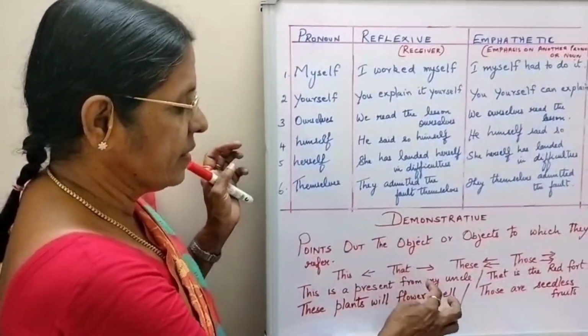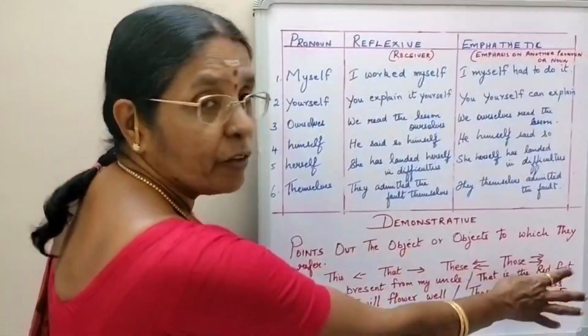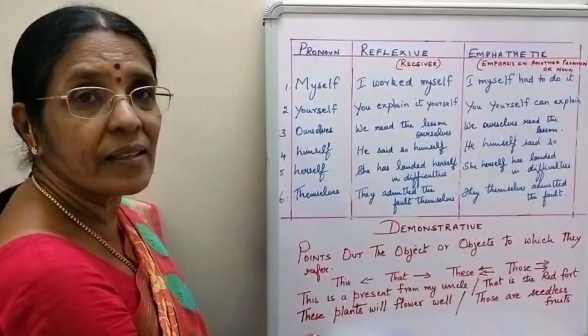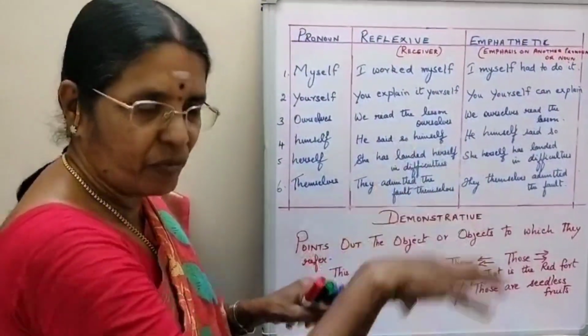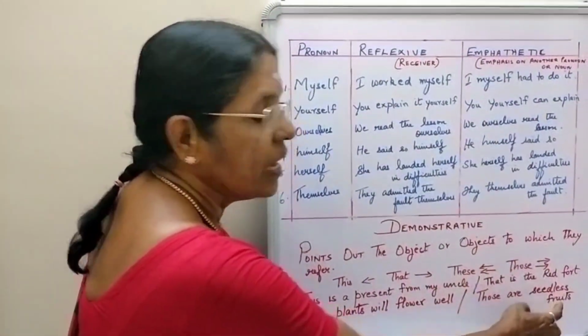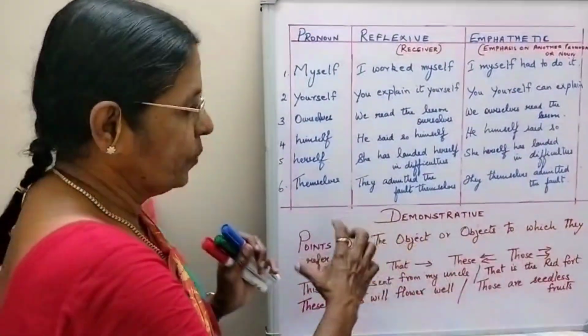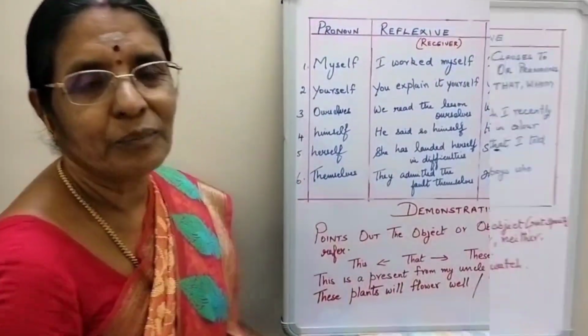This is the present from my uncle. It must refer to the noun. Then that is the red fort. We are pointing out to the red fort which is a noun. Right? These plants will flower well. Right? We are referring to the plants near us which will flower well. Then here, those are seedless fruits. So please understand how it is used over here. Right? Next we'll move on.